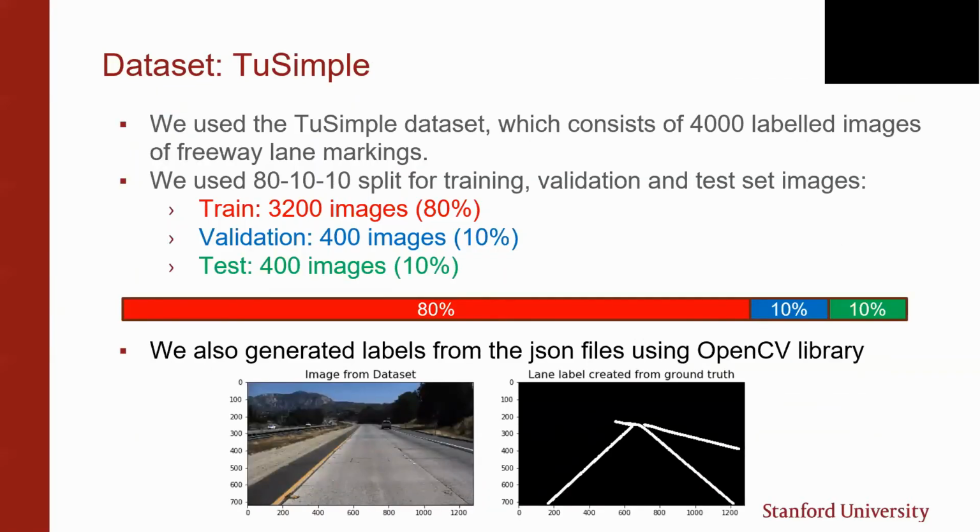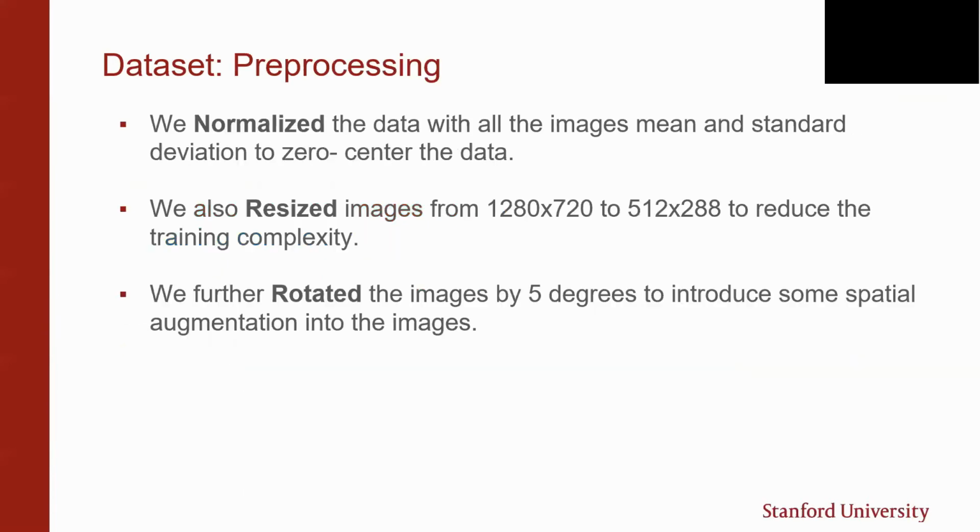Our dataset contained 4,000 images, and we used an 80-10-10 split for train, validation and test. And also we generated labels from the JSON files. We pre-processed the data by normalizing it to center around zero mean. We also resized the images to reduce the training complexity, and we further rotated the images to introduce some spatial augmentation into the images.